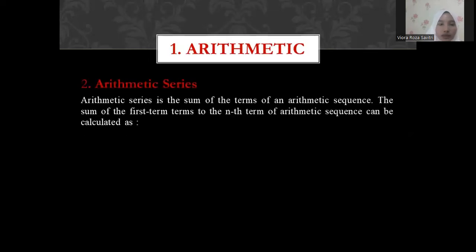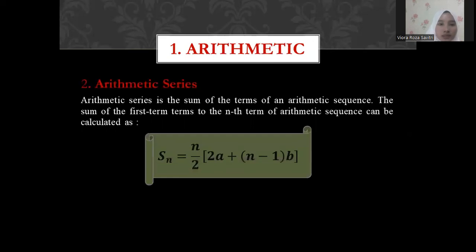Number 2, arithmetic series. An arithmetic series is the sum of the terms of an arithmetic sequence. The sum of the first n terms of an arithmetic sequence can be calculated by Sn is equal to n over 2 times (2 times a plus (n minus 1) times b).